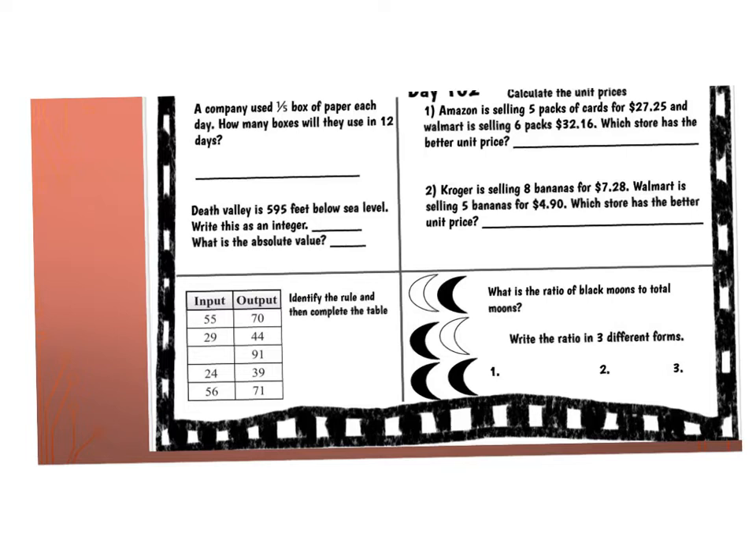Alright, so this first question says a company used 1/5 box of paper each day. How many boxes will they use in 12 days? So you should know that this is going to be a multiplication question because it uses the word each. Remember, each means to multiply. So you do 1 over 5. Remember that every whole number has a 1 underneath it, so 12 over 1. And you'd get 12 over 5. Simplify that, and you get 2 2/5 boxes of paper in 12 days.